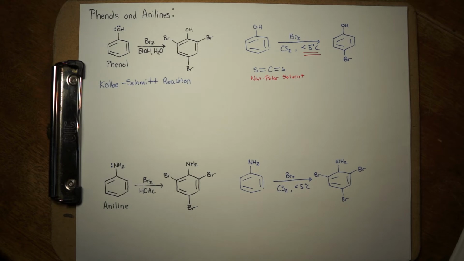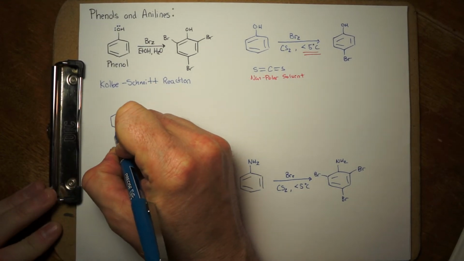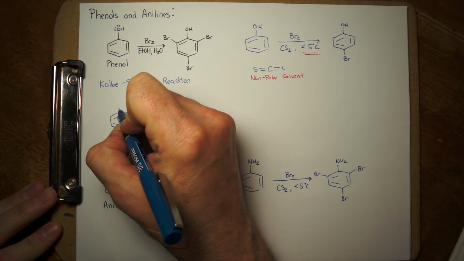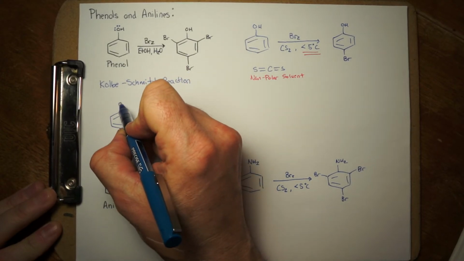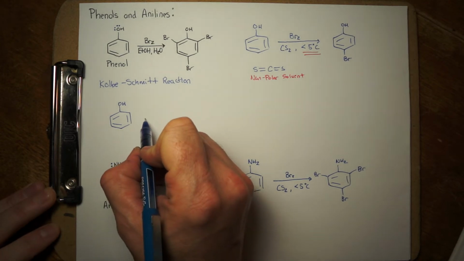A lot of the early name reactions were developed in Germany, which is where many of the chemistry developments were occurring in the early 1900s. So this reaction starts with phenol. And this is actually going to be an electrophilic aromatic substitution that happens under basic conditions.